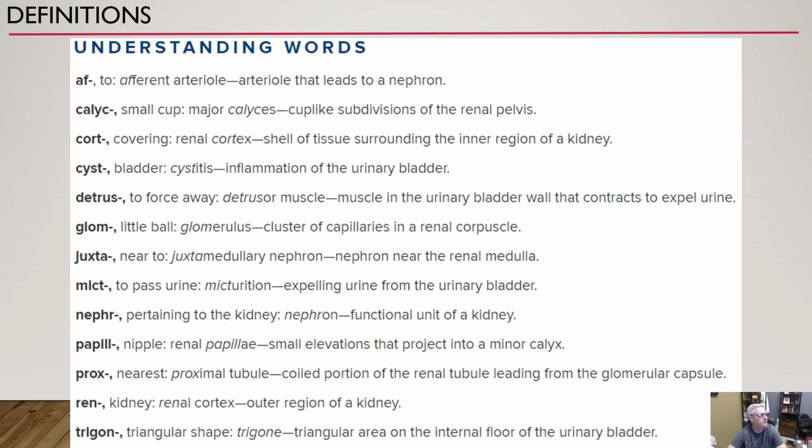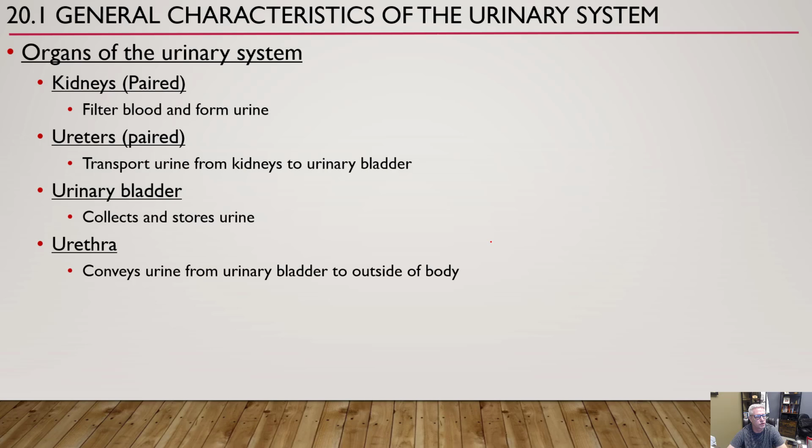Here are some roots, prefixes, and suffixes that you'll need to know. Most of these are foreign. We haven't really talked about any of these in past lectures. Really, the only one that we've talked about is prox, like proximal, which means next to or nearest. Renal, R-E-N, you might be familiar with as meaning kidney. So just become familiar with these as we go through the lecture.